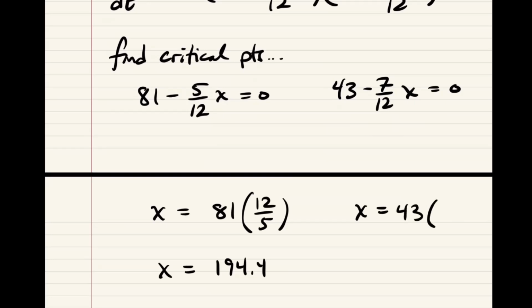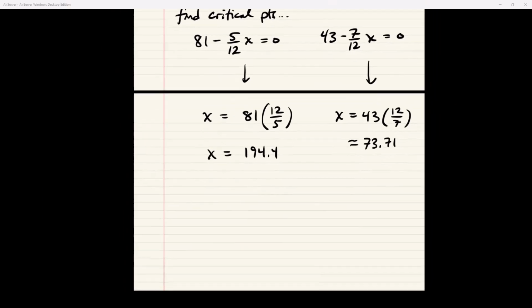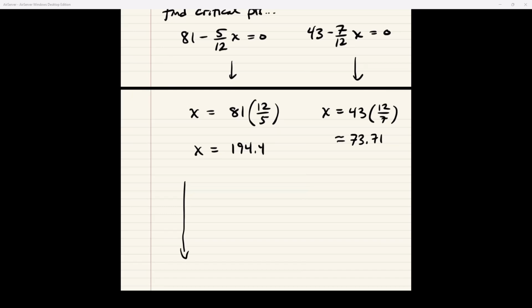43 times 12 over 7. 43 times 12 divided by 7 is like 73.71. So those are two critical points. So what we could do is a phase diagram that represents the vertical axis. It's the dependent variable. It's x. Right? And there are two critical points here.